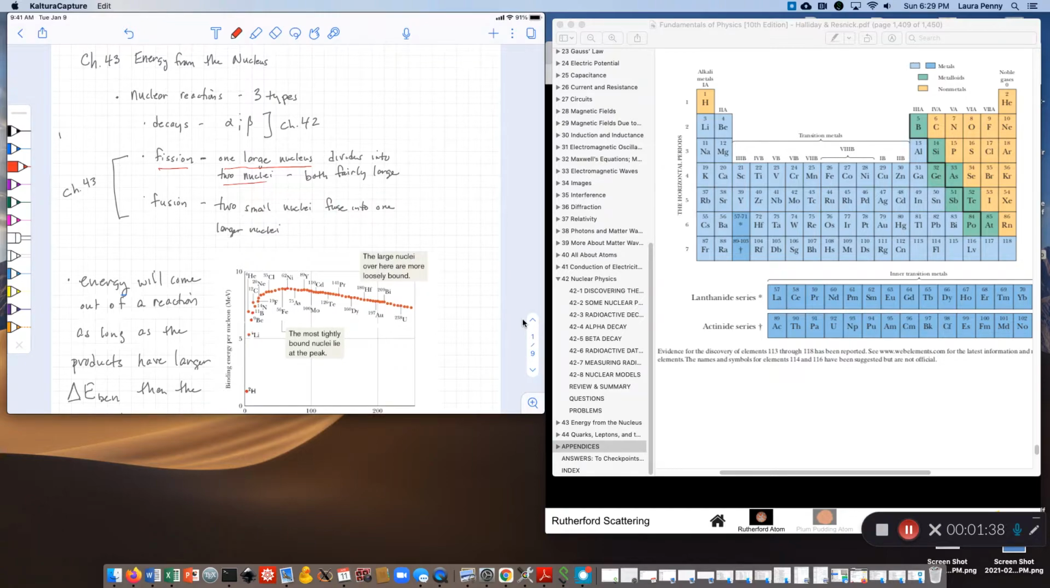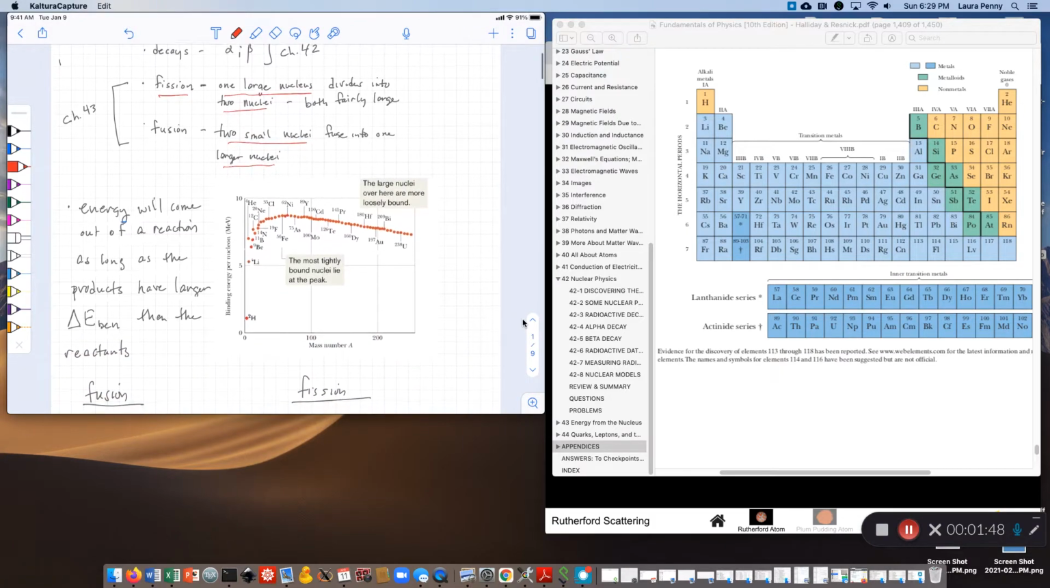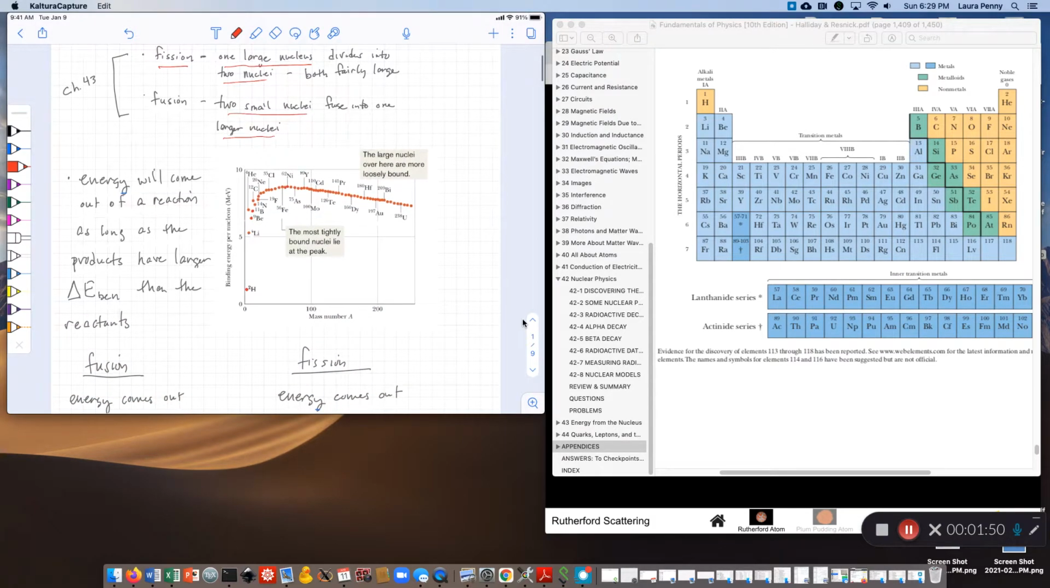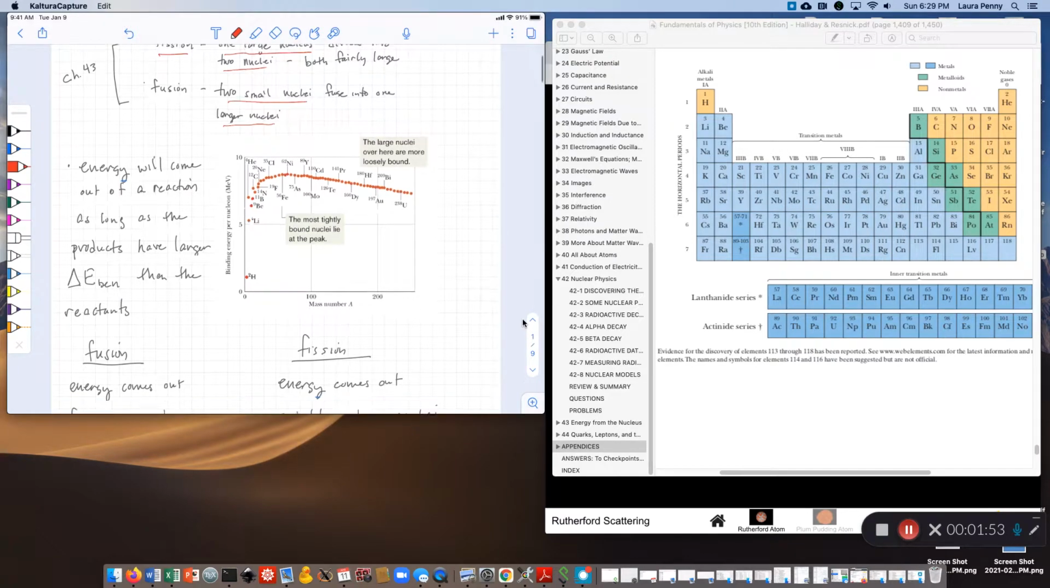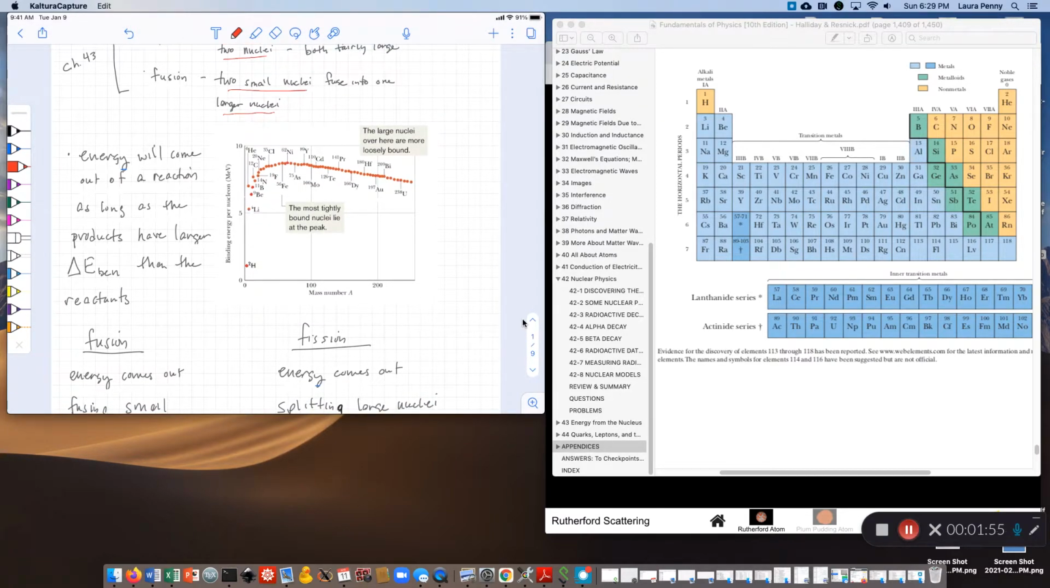Fusion is when you do the opposite, and you start with two small nuclei and you fuse them into one larger nucleus. You're going to get energy out of these reactions as long as your products have a larger binding energy per nucleon than the reactants.